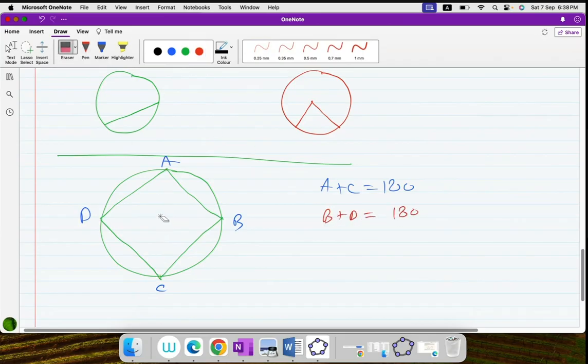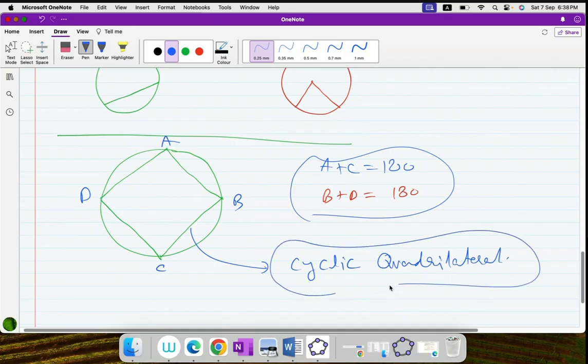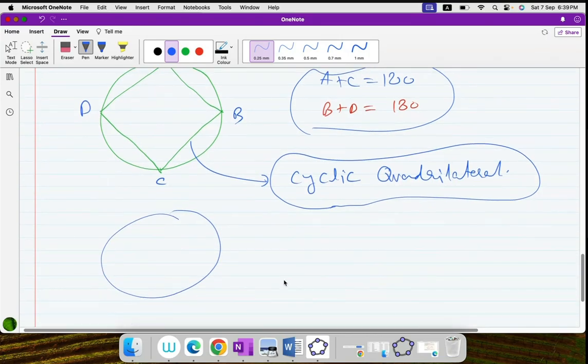So we actually name this quadrilateral a cyclic quadrilateral. Either we name these two angles in opposite segment, or we say that these are opposite angles of a cyclic quadrilateral. What is a cyclic quadrilateral? A square? It is a four-sided figure whose corners touch the circumference.